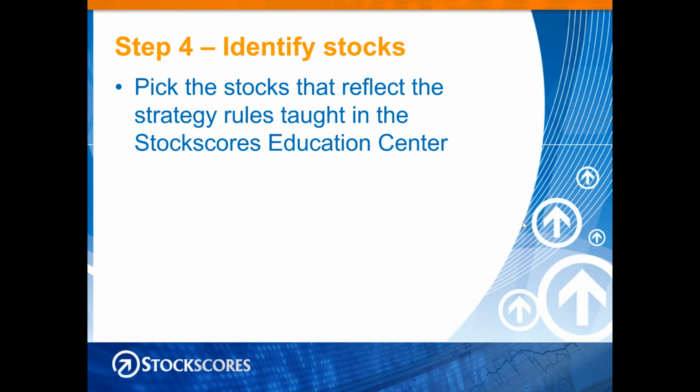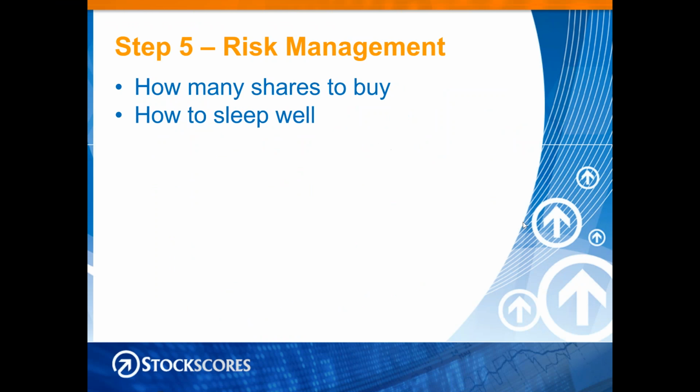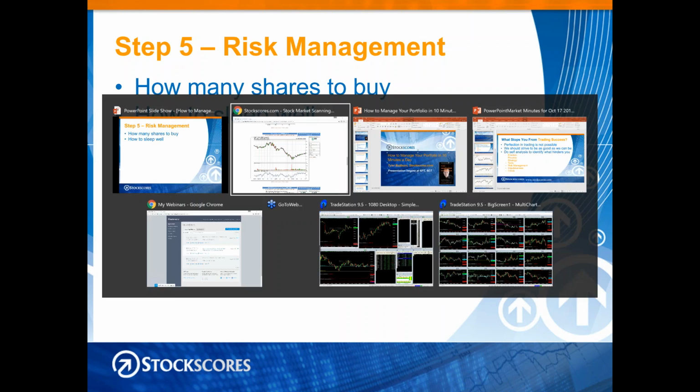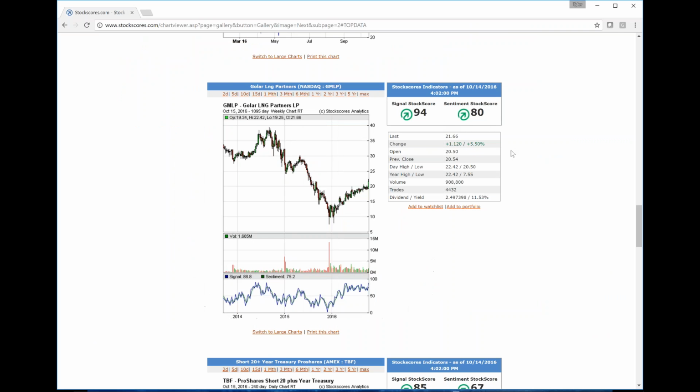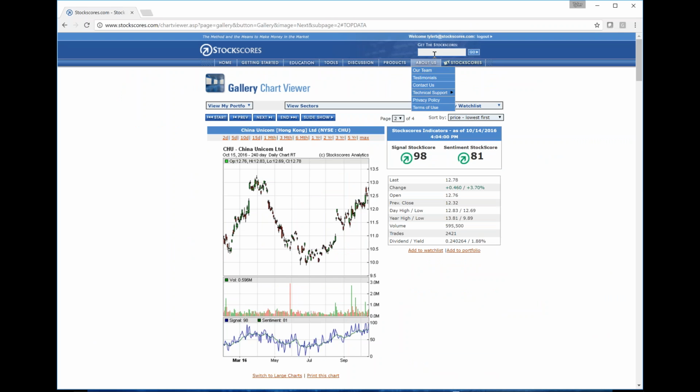Number 4, we've done number 4, identify stock. So let's use the stock that we just found, which is GMLP. All right. Now we're going to do risk management. How many shares to buy? How do you sleep well on the stocks that you own? So let's go back to GMLP. And I'm actually going to call up a large version of this chart just so that we can see all of the details. So GMLP.